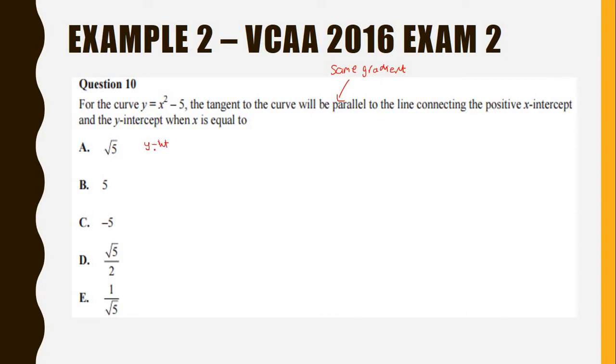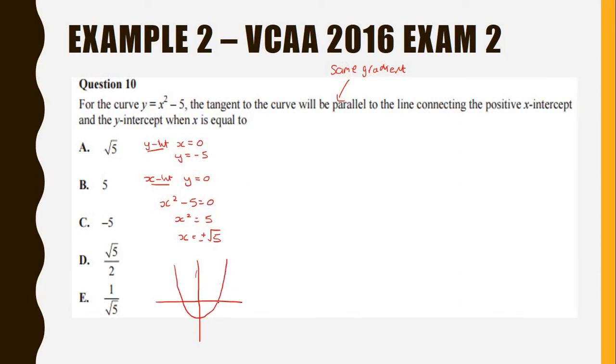To find the y-intercept, we substitute in x equals 0, so we'll get y equals -5. The x-intercept we find by subbing in y equals 0, so we would get x squared minus 5 equals 0, x squared equals 5, so x would be positive or negative square root of 5. If we were to sketch this, we will have a parabola looking something like this, passing through the intercepts square root of 5, negative square root of 5, and -5.